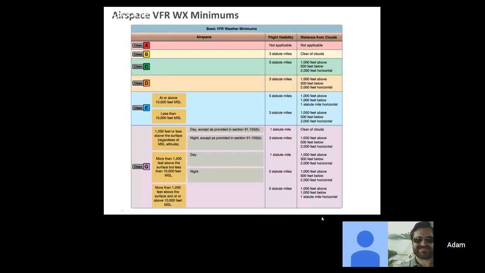All right, so that's weather minimums. We're going to reference this table quite a bit, guys, moving forward, especially when we start talking about weather theory and flight planning for weather. So don't forget this chart, and we'll have a chance to look at it again.